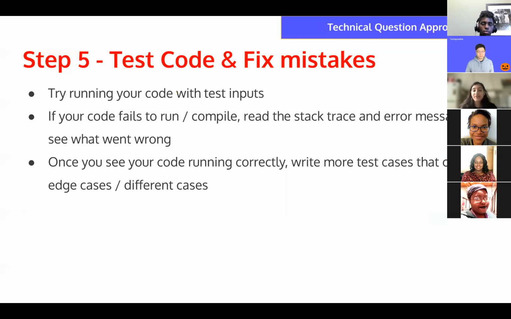And then after that, you're going to want to test your code and fix your mistakes. Oftentimes in interviews, after you say, okay, I've written the algorithm, the interviewer might say something like, okay, what do you think about it? Or how do you feel about it? And that can be a little bit of a nerve-wracking question. But often what they mean is just how confident are you in your code? So you can always try running your code with test inputs.